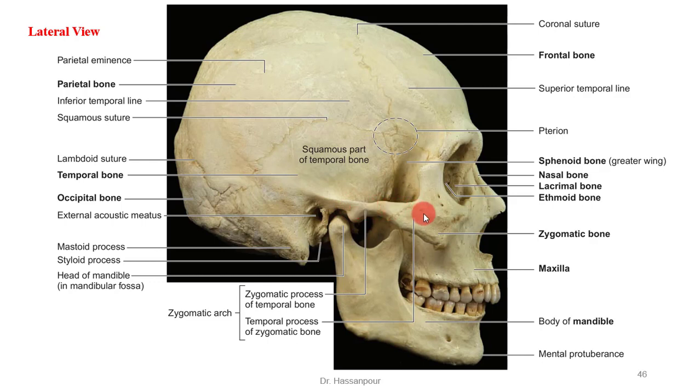The zygomatic arch terminates superior to the point where the mandible articulates with the mandibular fossa of the temporal bone. This articulation is called the temporomandibular joint, TMJ. By putting your finger anterior to your external ear opening and then opening and closing your jaw, you can feel that joint moving. The squamous part of the temporal bone lies directly inferior to the squamous suture.